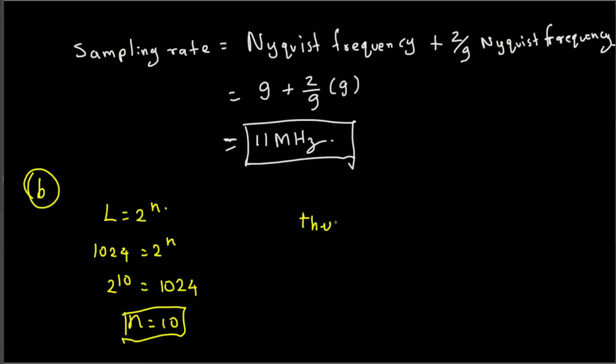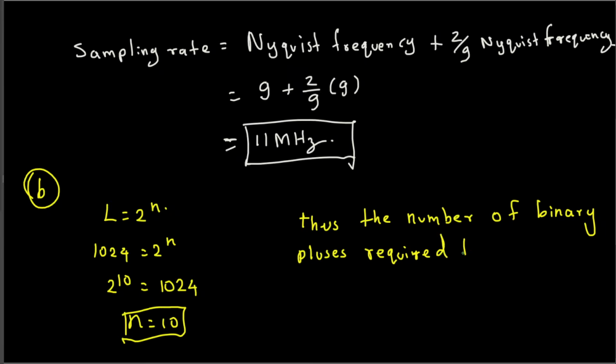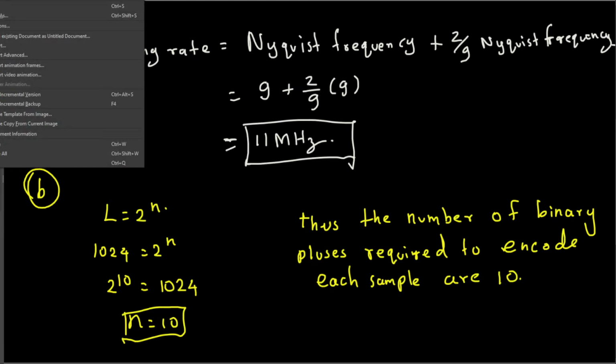Thus, the number of binary pulses required to encode each sample is 10. Okay, that is the B part.